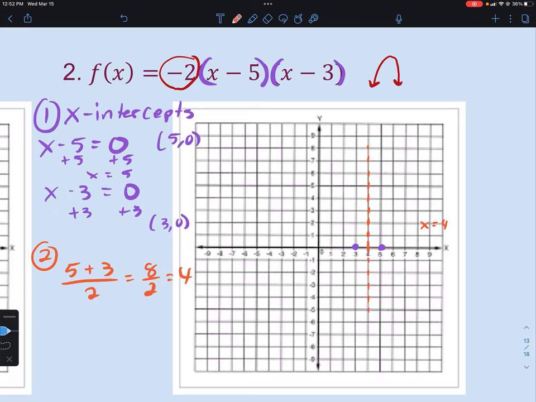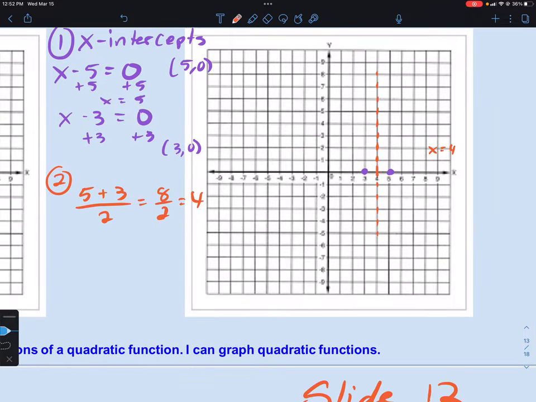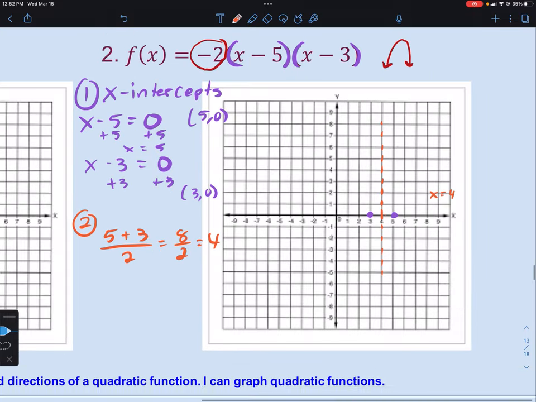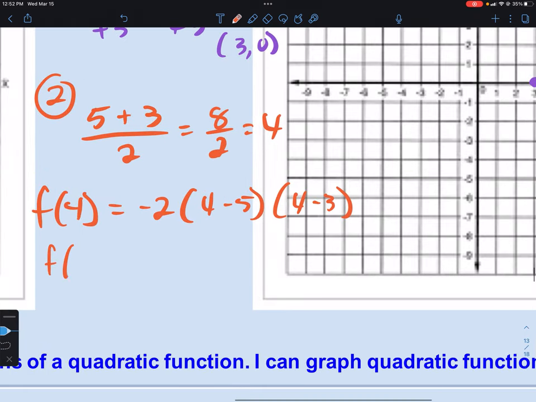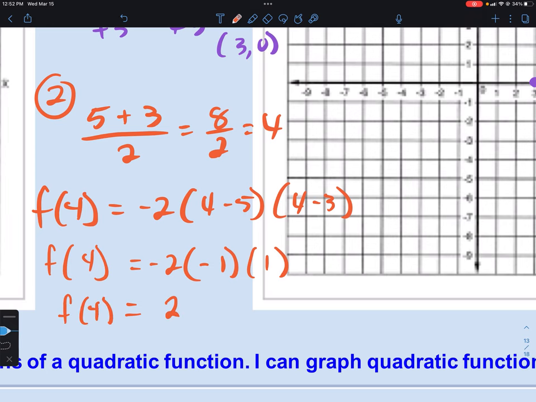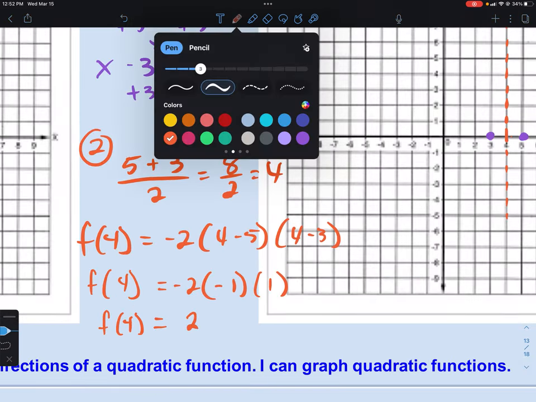So boom, that matches. Then I'm going to take that 4 and plug it in. F of 4 equals negative 2 times (4 minus 5) times (4 minus 3). This is me finding the y value of my vertex. 4 minus 5 is negative 1. 4 minus 3 is 1. And then I just multiply, and this is just going to be positive 2. So my vertex is at (4, 2).